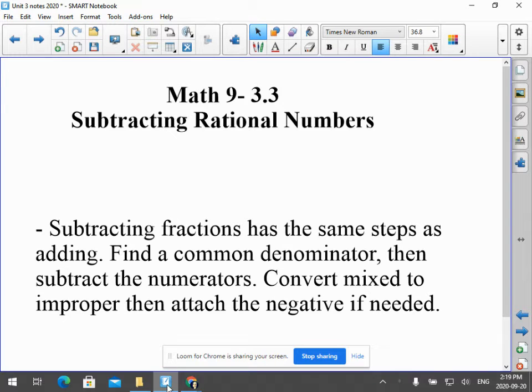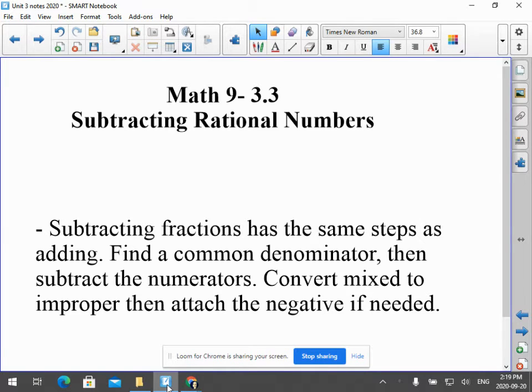Today we're going to be reviewing Math 9 3.3 from the Math Pearson textbook, which is subtracting rational numbers. Last class we did review adding rational numbers, and subtracting rational numbers is almost exactly the same. So subtracting fractions has the same steps as adding. You are always still finding a common denominator, then you're still subtracting the numerators after you've done that.